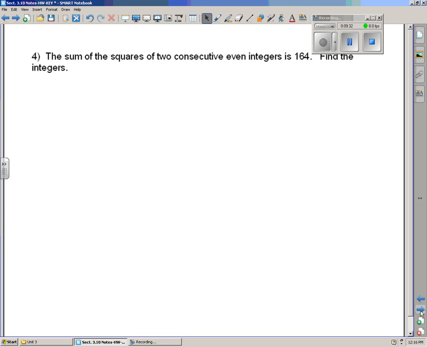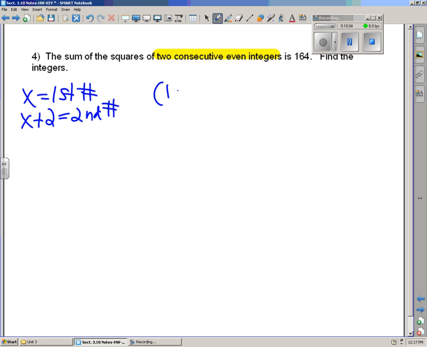Okay. The sum of the squares of two consecutive even integers, oh, they're back, consecutive even integers, is 164. Find the integers. Integers can be positive and negative, so keep that in mind. So we're looking for consecutive integers, and we need 2 of them. x will always be the first number. x plus 2 then becomes the second number. The sum of the squares means I'm going to square the first number, add it to the square of the second number, and my answer is going to come out to be 164.